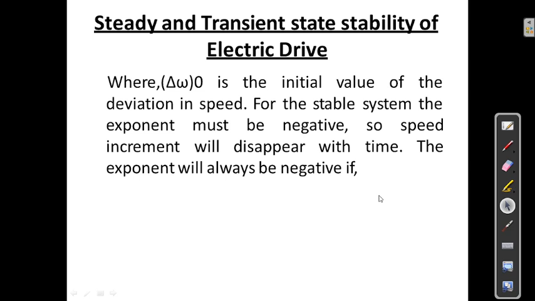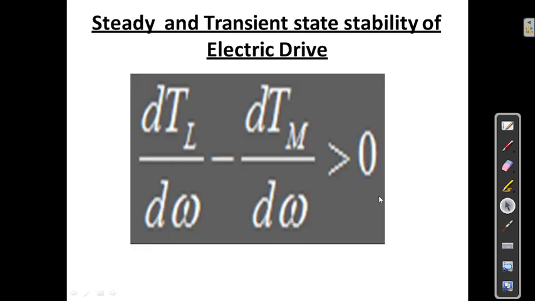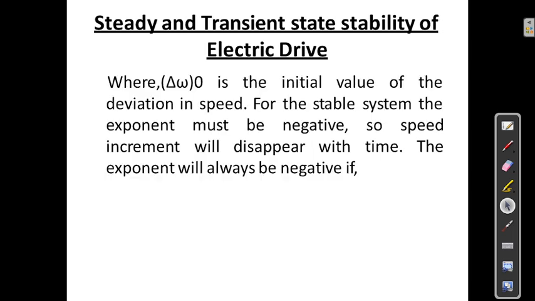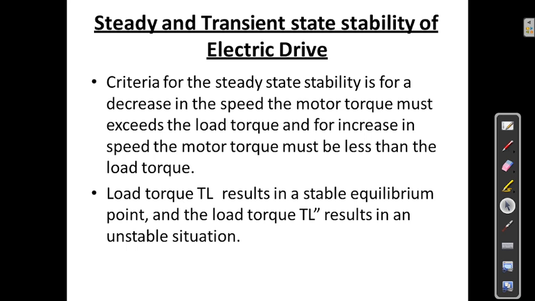The exponent will be negative if dTL/dω minus dTm/dω is greater than 0. If it is greater than 0, then this exponent will be negative. Then the criterion for steady state stability is: for a decrease in the speed, the motor torque must exceed the load torque, and for an increase in the speed, the motor torque must be lesser than the load torque. See the criteria of steady state stability.